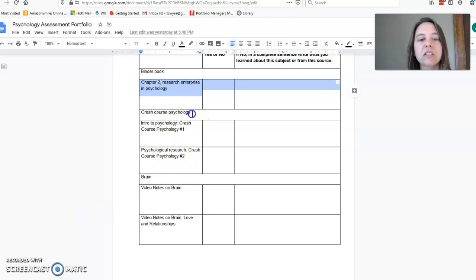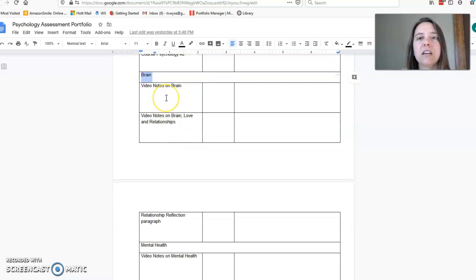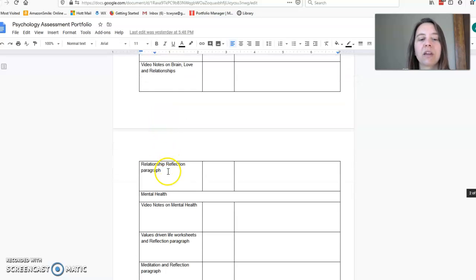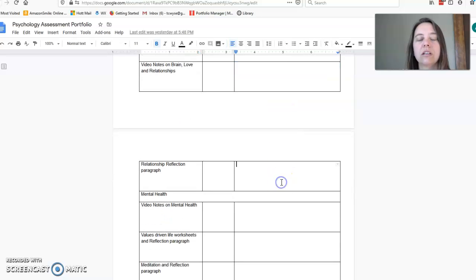So moving through these, another thing we talked about was the crash course in psychology. We did crash course number 1 and crash course number 2. And again, yes or no, and then in paper, on poster, or a sentence about what you learned from it. We also did a lot of stuff on the brain, and we took video notes on the brain, love, and relationships, and we wrote a relationship reflection paragraph. So again, yes or no, in paper, on poster, or a sentence about what you learned.